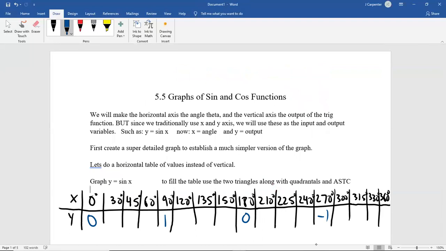Now I also have 360. 360 degrees is the same as 0 degrees. They're coterminal. It's a full period of sine. So this one is the same as this one.